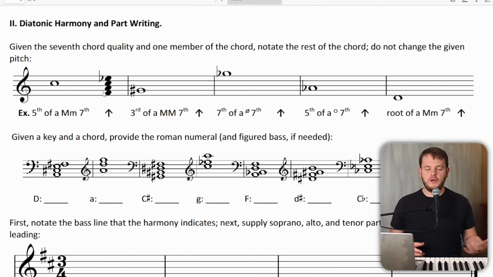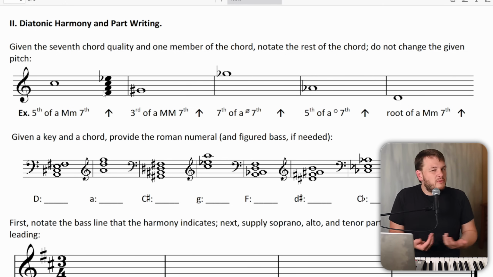You have to kind of take 2 steps back. You're like, what's a major 7th chord? And also which major 7th chord would have E as the third? The next one says a 7th of a half diminished 7th chord. Again, a pretty mean one, especially the spelling of this one's going to be A flat, C flat, E double flat, G flat. The next one is the 5th of a fully diminished 7th chord.